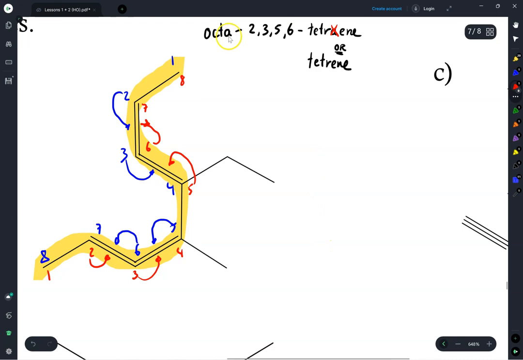But in this example, since there's no two vowels side by side, it's an A, which is a vowel, and T is a consonant, you can keep the A in there. So octa, 2, 3, 5, 6. And in this case, I'd probably prefer tetrene rather than the tetraene. So get rid of that A because there's two vowels stuck side by side. All right, and that would be our parent chain.